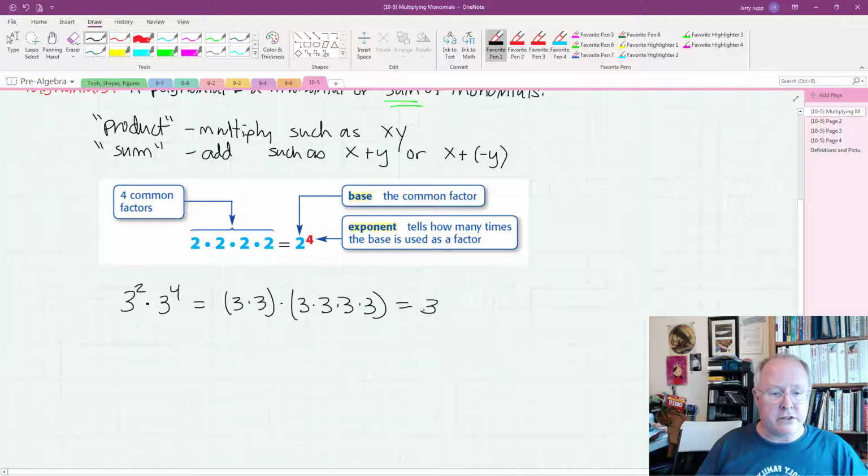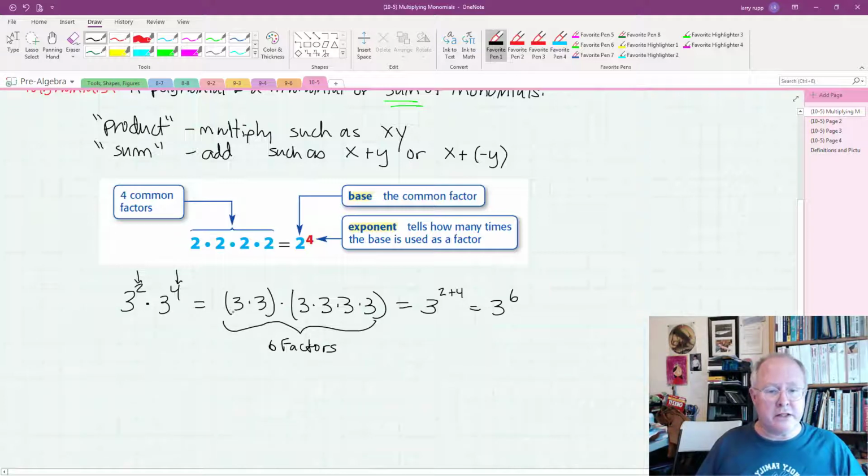Well, now this equals 3. How many 3's are here now? 1, 2, 3, 4, 5, 6. So we have 3 to the 2 plus 4, which is equal to 3 to the 6th. Down here we have 6 factors, and these 6 factors come from this 2 and that 4. So that leads us to a key concept.